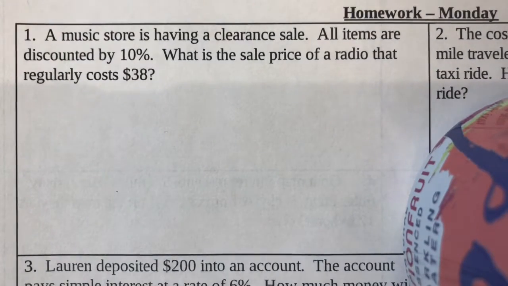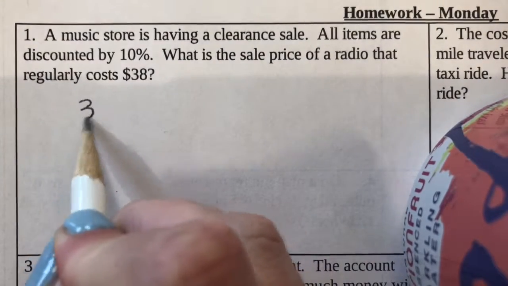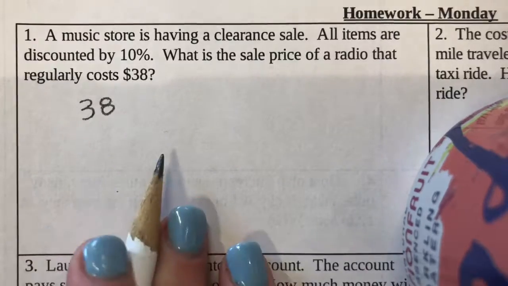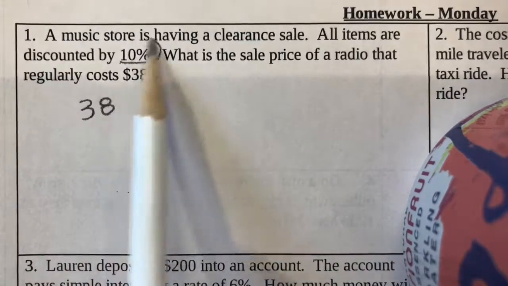A music store is having a clearance sale. All items are discounted by 10%. What is the sale price of a radio that regularly costs $38? So I'm just going to take the 38. I can set it up as a proportion, but I know I'm just trying to take off 10%.